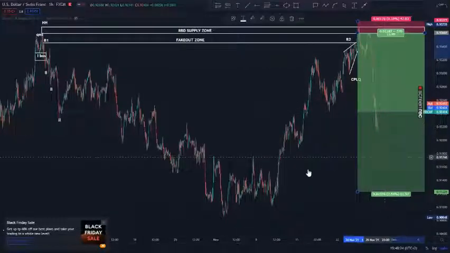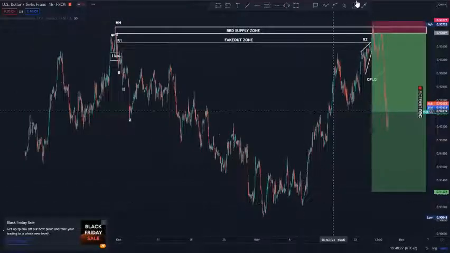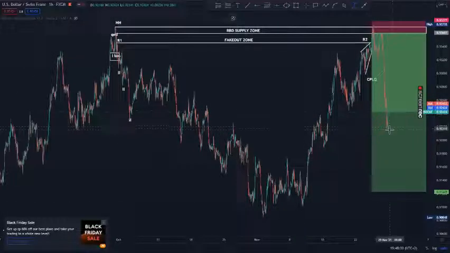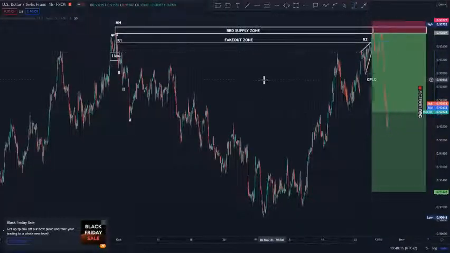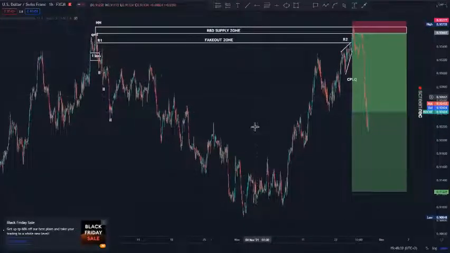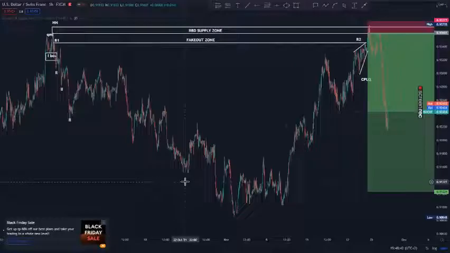But look what happened after that. The market dropped like how many pips? Let me try to measure this. This is like 150 pips. Okay, and this was a perfect setup. So this is a fake out, a QML plus fake out plus CPLQ. Okay, so this is QML plus CPLQ.